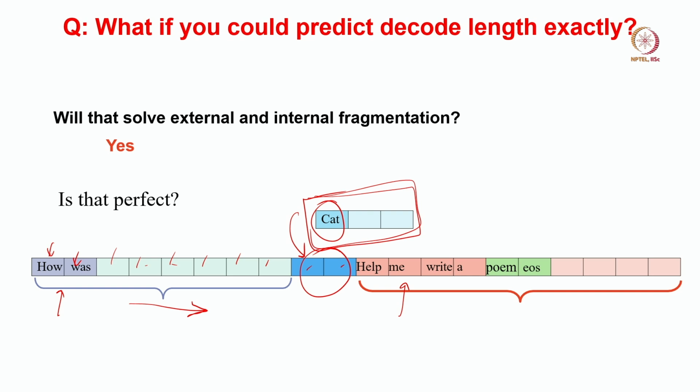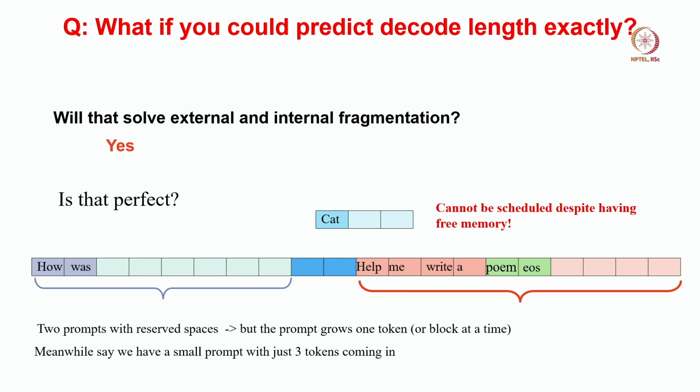So although we could predict the decode length exactly, there will still be some wastage in the slots, because we might have one new prompt which does not fit in the remaining space. That means we cannot schedule this new prompt despite having free memory. So in this case we have 2 prompts with reserved spaces, but the prompt grows 1 token at a time, right.